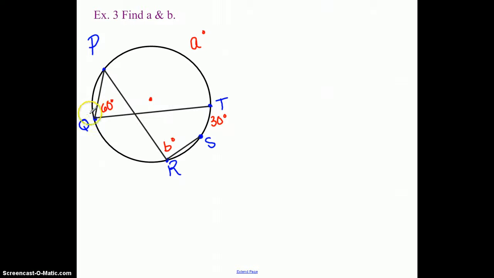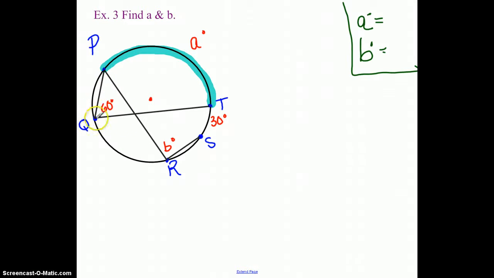So here is my problem that's up here. And they want us to find both A and B. So I'm going to make a little answer key over here. And probably the one that is the easiest for us to do is A. On this one, the inscribed angle would be 60, which means A would have to be double that. So to find A, I would have to double 60, which means A would have to be 120.